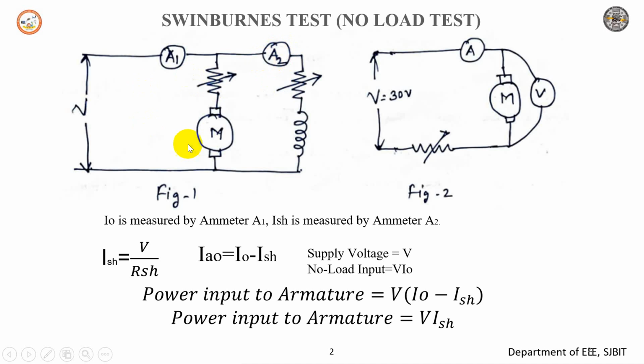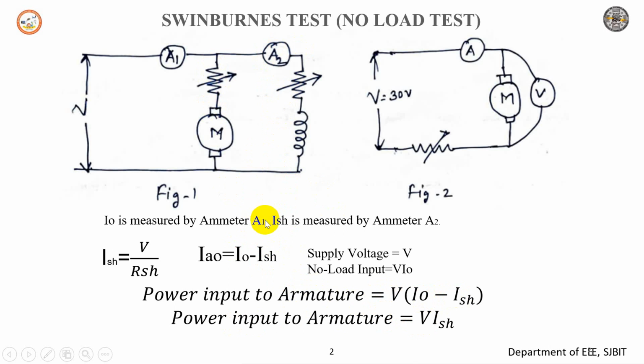Using these two values, ISH is given as V by RSH, and the no load armature current Ia0 is equal to I0 minus ISH. So Ia0 is the current which is flowing in the armature, I0 is read by A1, and A2 gives the value of ISH. Considering this, the power input to the armature is given as V into (I0 minus ISH). The power input to the field is given as V into ISH, which is flowing in the field.